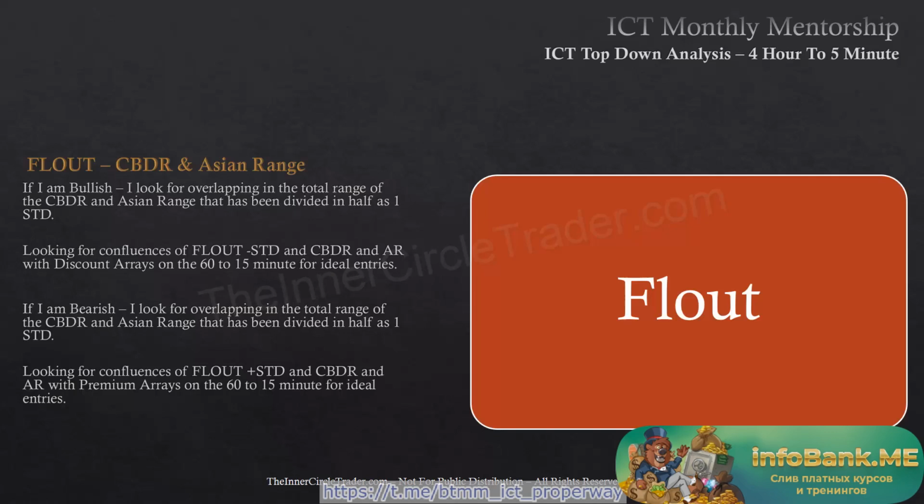But FLOUT is only half of the total range, and you start nesting them out lower and lower and lower. Now, FLOUT can be many standard deviations. There isn't a rule-based idea like there is for central bank dealers range or Asian range. Asian range can go up 1 or 2 standard deviations and create a high, or down 1 or 2 standard deviations to create a low of the day. FLOUT can be many standard deviations that have to keep being applied and added to as the daily range goes up. You keep adding another level of FLOUT.